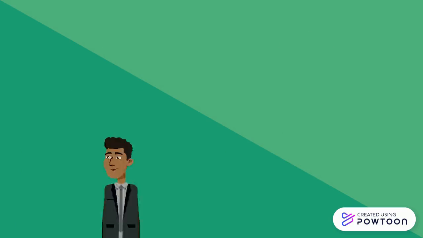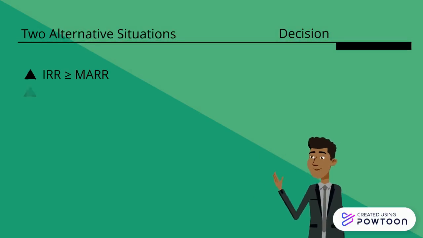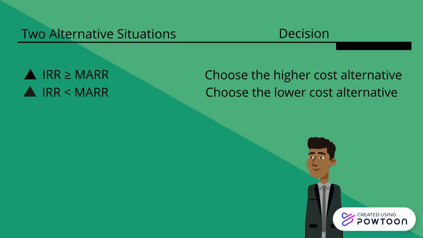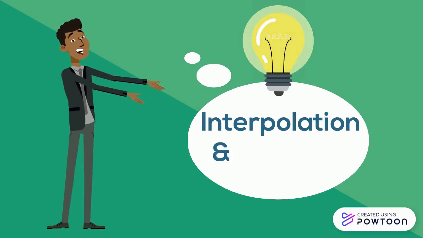If the IRR value is larger than or equal to MARR, then we will go for the higher cost alternative. However, if the IRR is lower than the MARR, we will choose the lower cost alternative. We can obtain the IRR by using two methods, which are the interpolation and graphical methods.